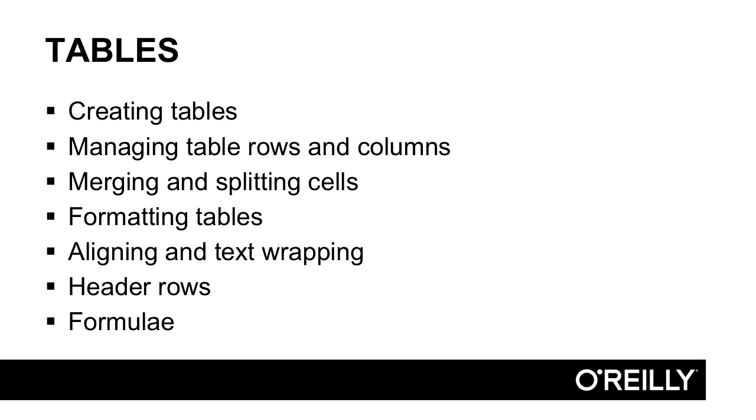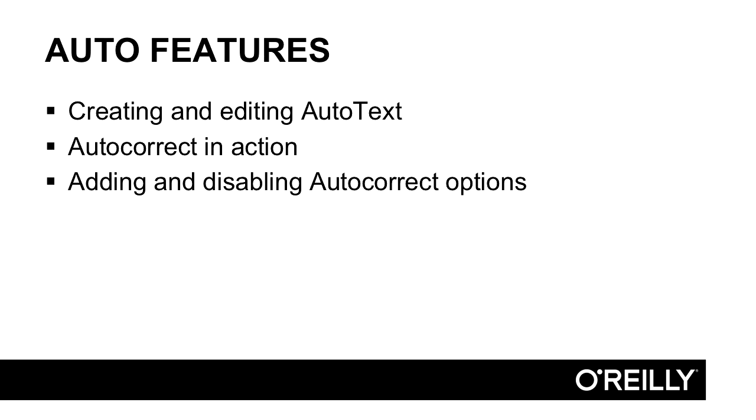And then the important things, if you've got a large table, then you may wish to have header rows. A header row is where the same header repeats at the top of every page. And then we look at the great tool that Word tables can offer, which is the ability to do some basic mathematics. Automatic features come next, being able to create and edit auto text entries.